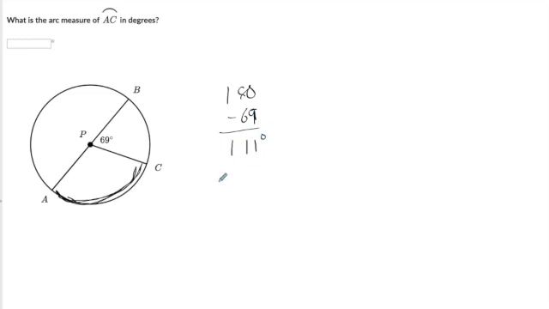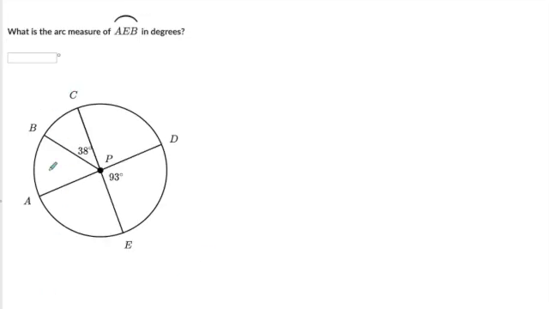Okay, so that is what I got. The measure of arc AC equals 111 degrees. Okay, there it is. Okay, let's look at another one. Now, this is a little more complicated, but what if we want to find the measure of AEB? So let's go ahead and look at what that is that we're trying to find.